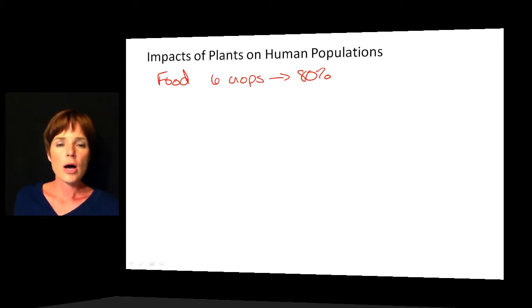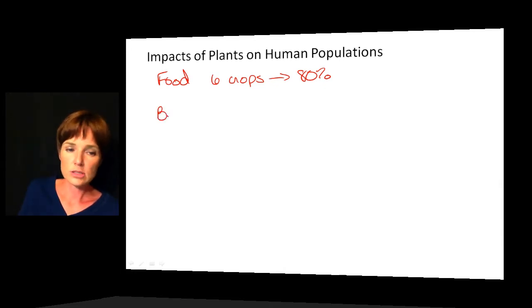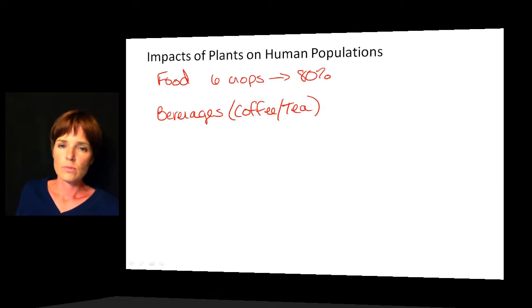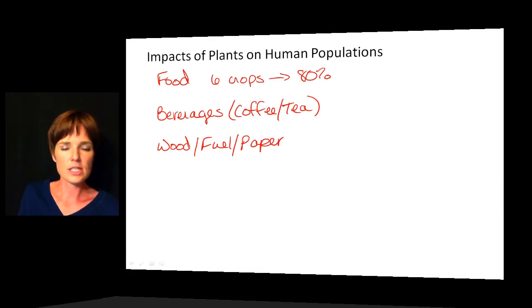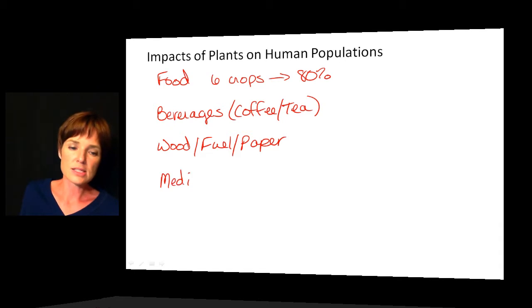Besides that, angiosperms provide the food for livestock. So when we're cultivating livestock, this is where their food is coming from as well. We have beverages that come from angiosperms, and specifically coffee and tea are very big ones. Those are used all over the world. We have angiosperms being used as wood, so we could say for fuel, paper, all of these types of things. And then we can also talk about their use as medicines. This could also be herbal remedies.